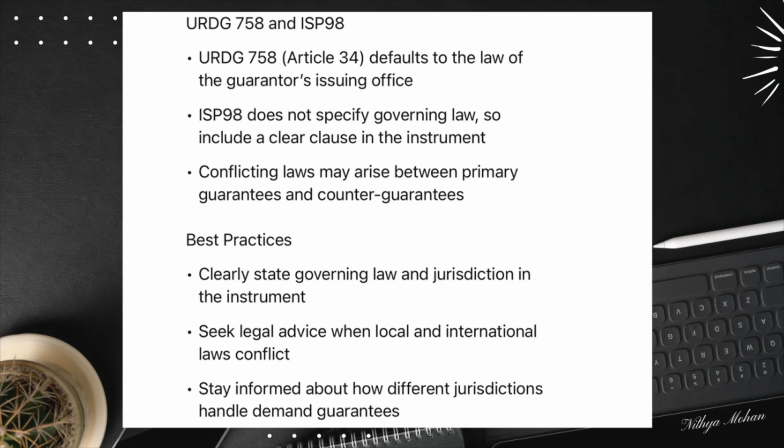For demand guarantees subject to URDG 758, the governing law is determined by Article 34. If the guarantee does not specify a governing law, it defaults to the law of the location of the guarantor's issuing branch or office. For a counter guarantee, the applicable law is that of the counter guarantor's issuing office. This structure can sometimes lead to conflicting results, where the law governing the primary guarantee differs from the law governing the counter guarantee, creating legal uncertainty in disputes.